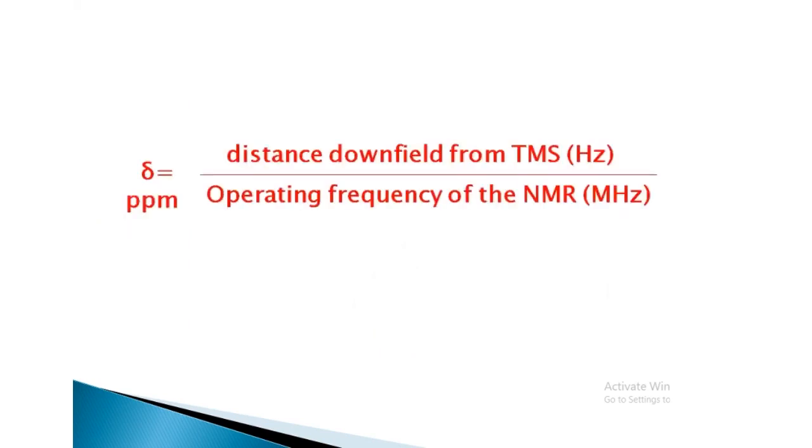Okay, now we will see the equation for the delta, that is delta ppm is equal to the distance downfield from TMS in hertz divided by the operating frequency of NMR. This is to normalize the NMR values because different NMR machines work at different frequencies. To normalize, we divide the chemical shift value of that particular sample by the operating frequency of the NMR in megahertz, and finally we get a normalized value, that is delta ppm.